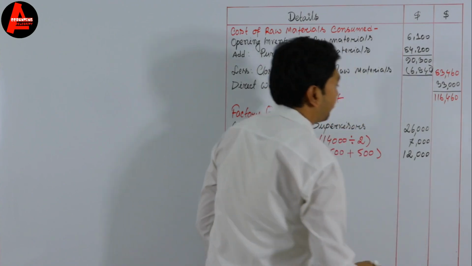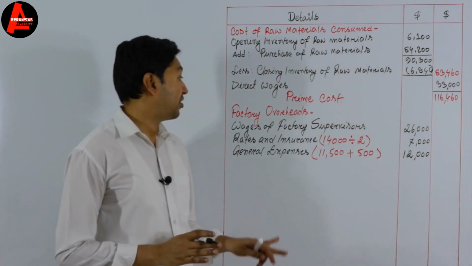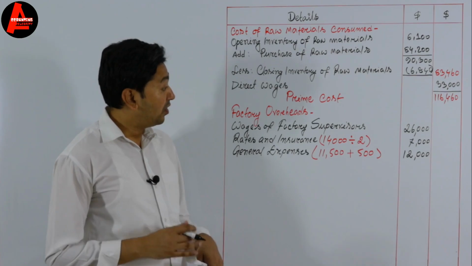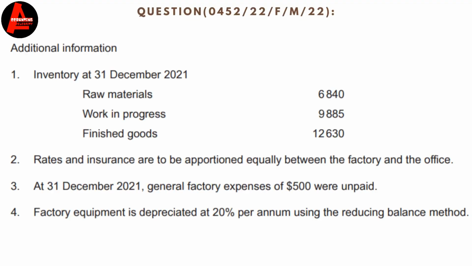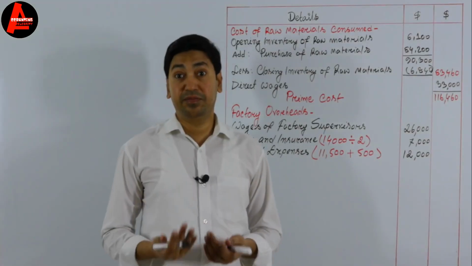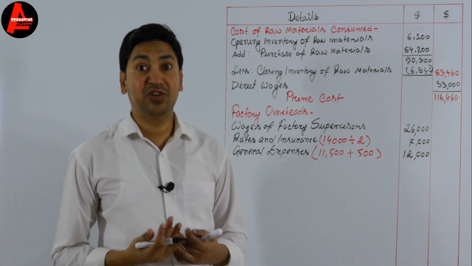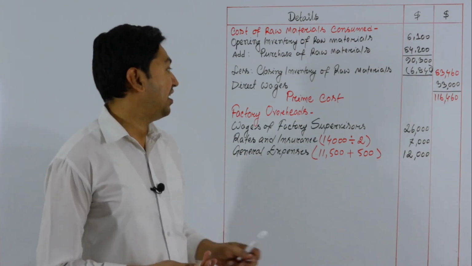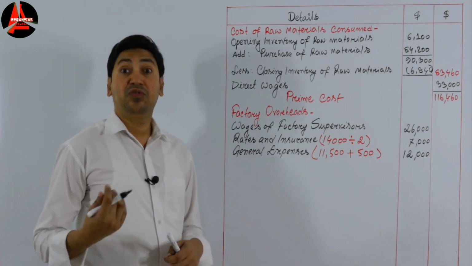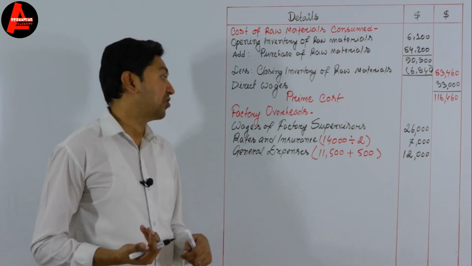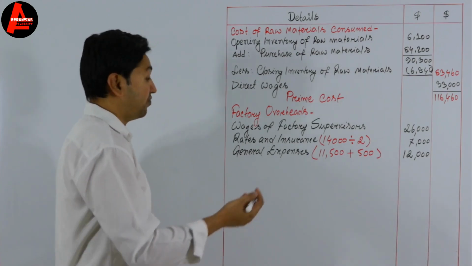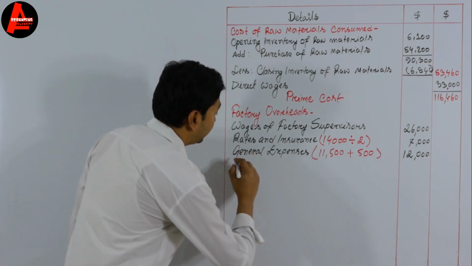Great. So we have no more items on the question. We wrote all of them. Now look at adjustment number 4. Factory equipment is depreciated at 20% per annum using the reducing balance method. Depreciation is also a factory overhead, so we need to write depreciation here. So we need to follow the reducing balance method. How to calculate it is very simple. First let us write here depreciation.